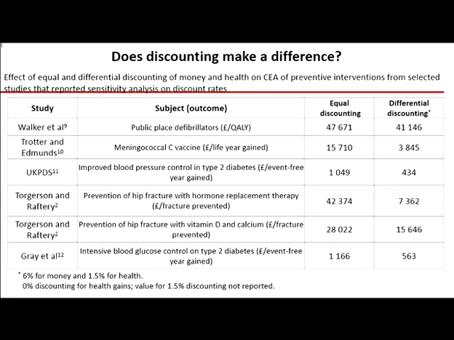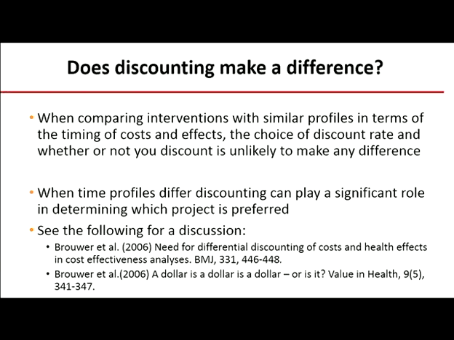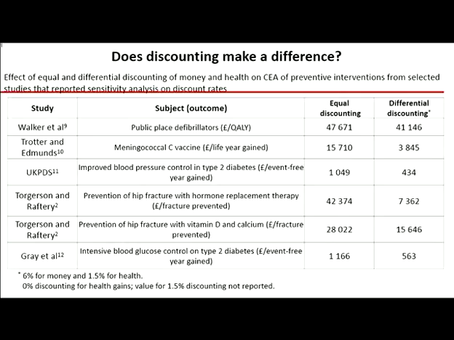It does make a difference which discount rate you use, because you have two papers in these two references that have a discussion on the importance of discounting. They provide some studies in which you can look at how equal discounting is affecting your cost effectiveness as compared to using differential discounting. In this case, differential discounting refers to 6% for money and 1.5% for health.